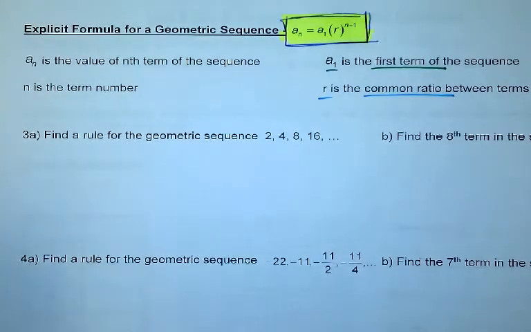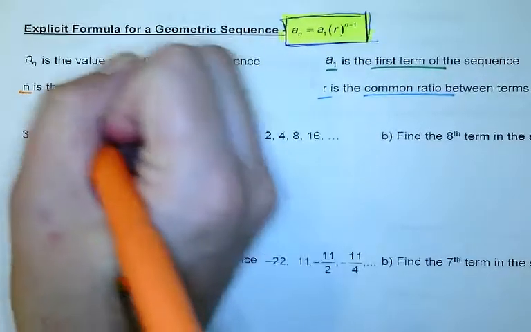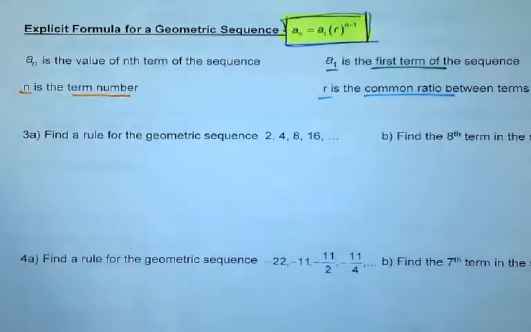And then obviously the formula itself is different, okay? So what we want to do is, in order to write our rule, we need to identify the first term and we need to identify the common ratio. So what is my first term in 3a here?